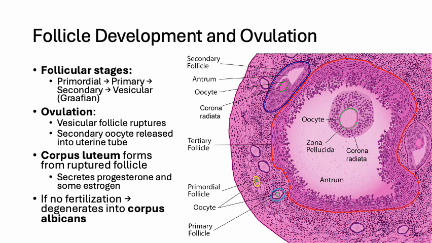During ovulation, which is triggered by a surge of LH, the mature follicle ruptures and releases a secondary oocyte into the nearby uterine tube. The empty follicle transforms into the corpus luteum, which acts as a temporary endocrine gland by secreting progesterone to maintain the uterine lining. If fertilization does not occur, the corpus luteum degenerates into a fibrous structure called the corpus albicans. The hormone level declines, leading to menstruation.